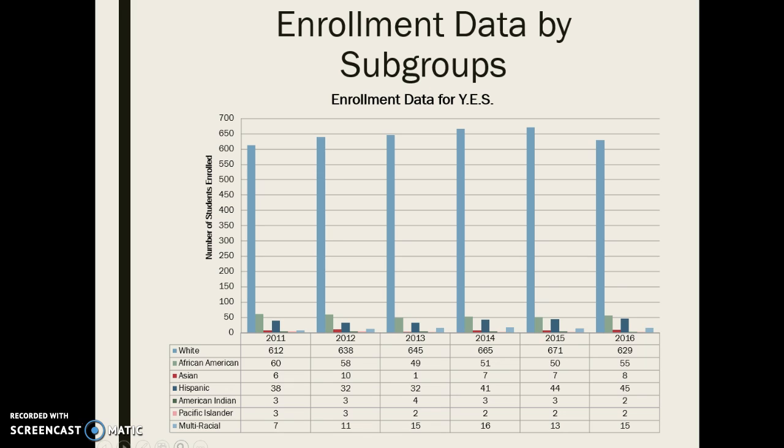Looking at our enrollment by subgroups and breaking it apart by our race and ethnicity subgroups, you can see that we have very low diversity among our students at Youth Elementary School, with the majority of our students being Caucasian. Other subgroups include African American, Asian, Hispanic, American Indian, Pacific Islander, and multiracial.